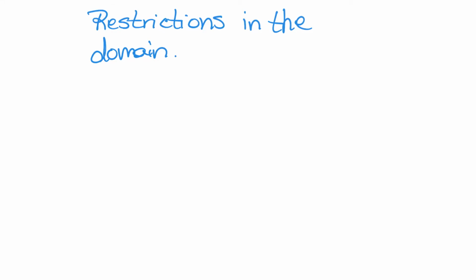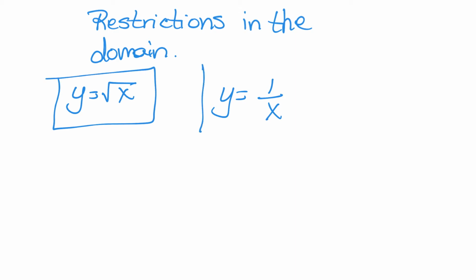One of the things that's important is to understand the restrictions of the domains. There are two parent functions that we're concentrating on that do have restrictions. They are the square root parent function and the reciprocal parent function. These are the two parent functions that you would concentrate on in the restriction of the domain. On the square root, x has to be greater than or equal to 0.